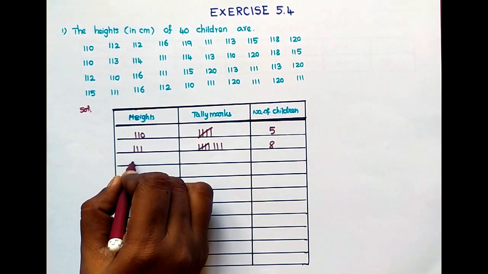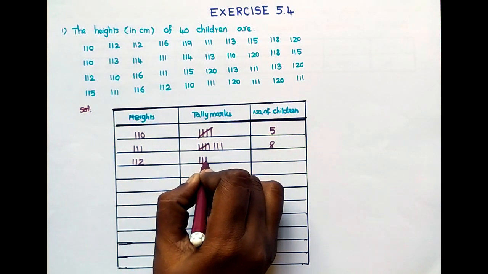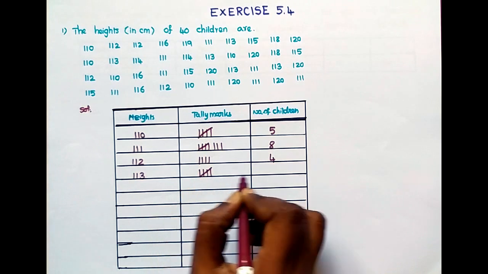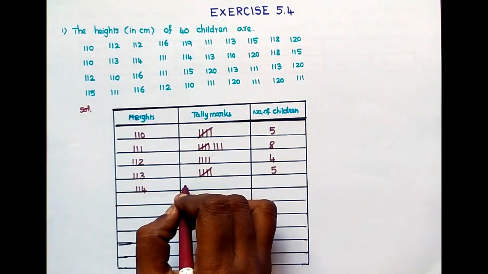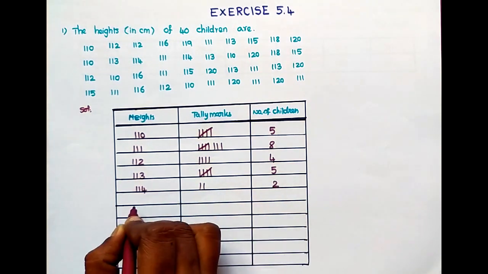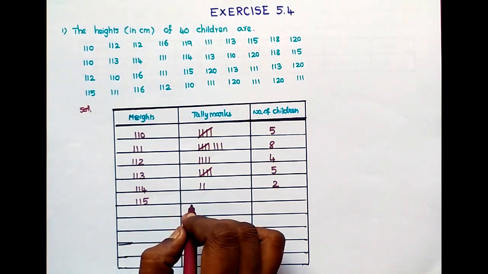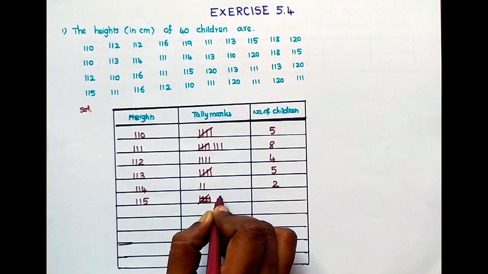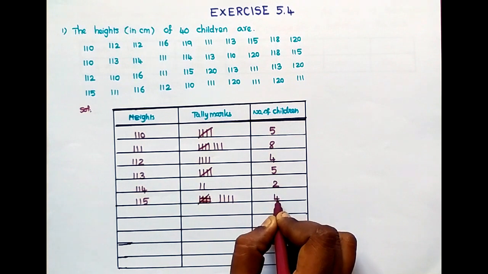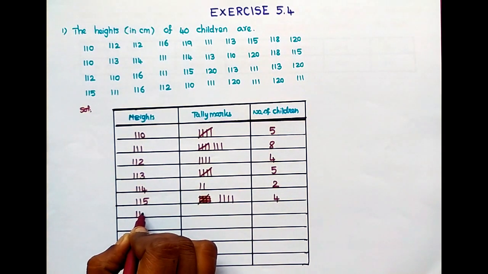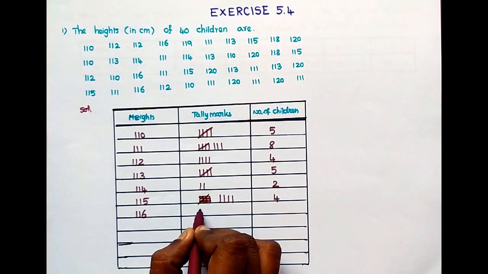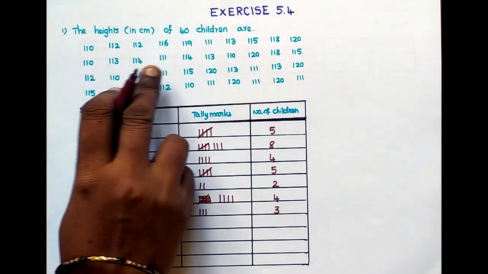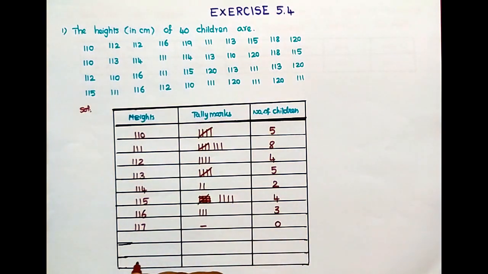Like that, 112, 4 members. 113, 5 members. 114, 2 members. 115, 4 members. 116, 3 members. 117, nothing is there, so 0.